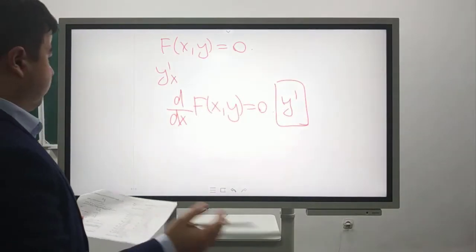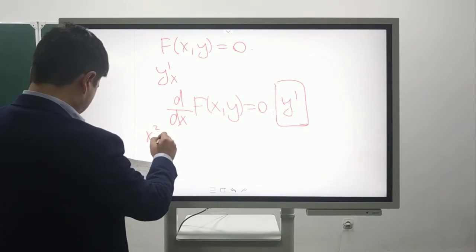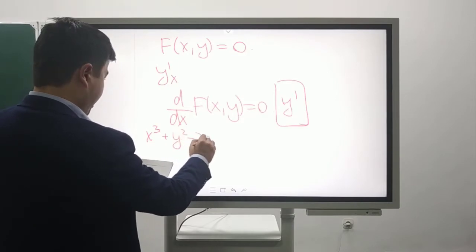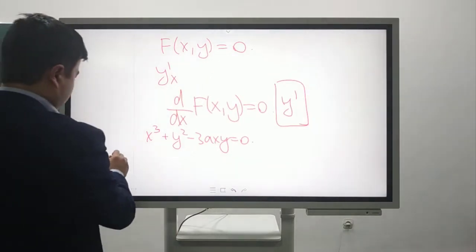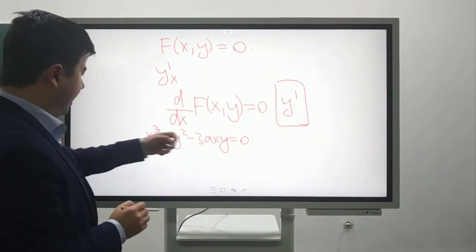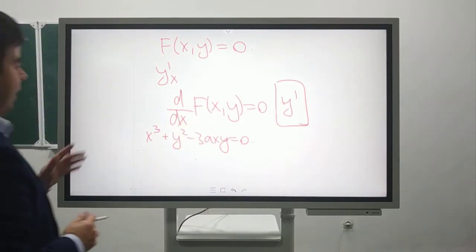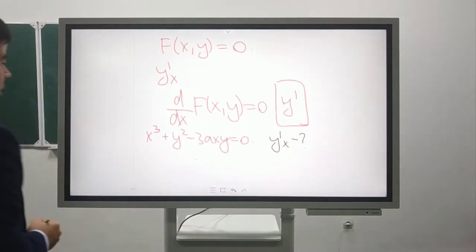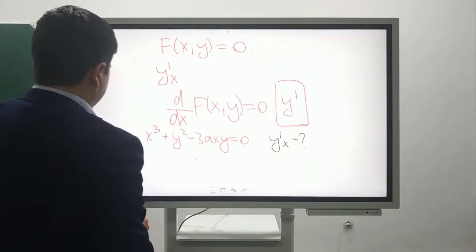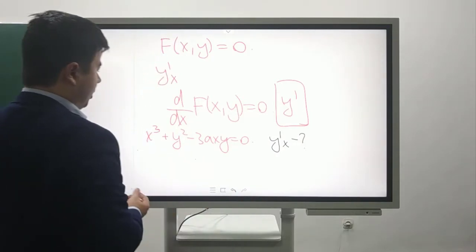Okay, now one example. So x cubed plus y squared minus 3axy equals 0. This is an implicit function because here we have x and y in the left side, and it's equal to 0. And now we need to find y prime, the derivative of y with respect to x. Okay, so for this we should separately define our derivatives.